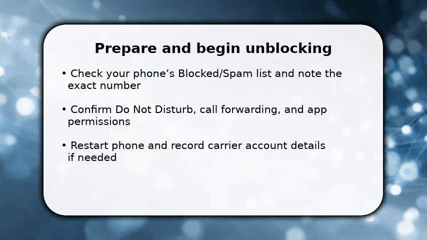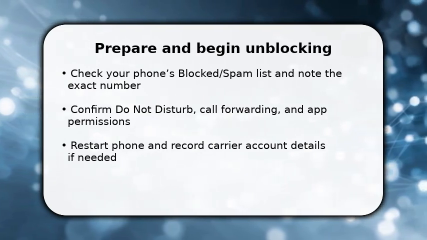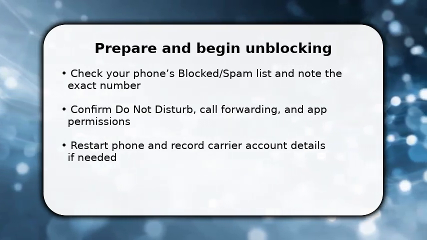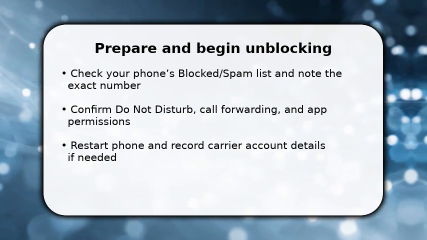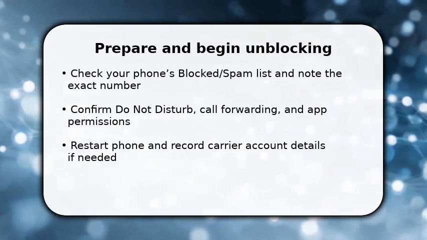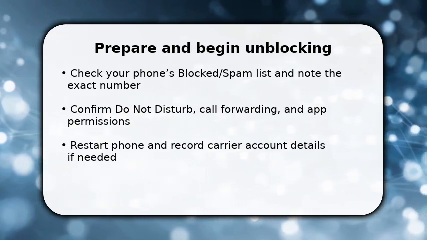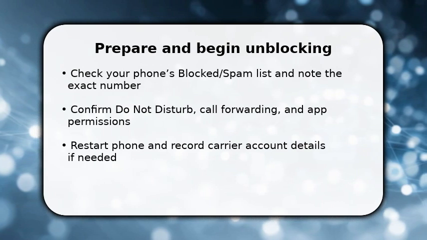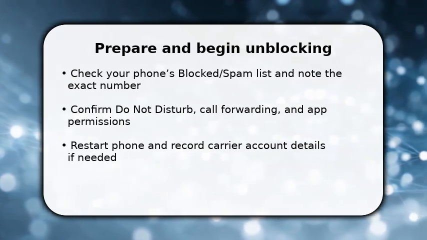You start by locating the block number and gathering essentials: the exact digits, the device model, and your carrier account info. Once done, check your phone's blocked or spam list and do not disturb settings so you don't waste steps. Make sure any third-party calling apps aren't intercepting calls.